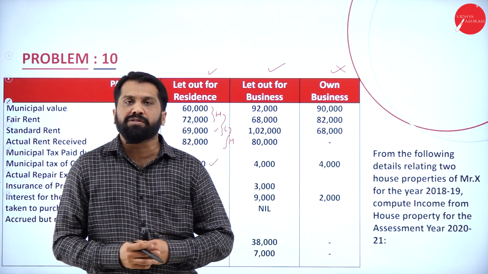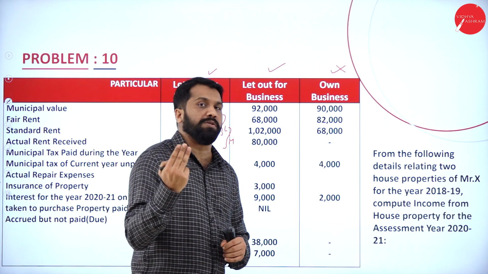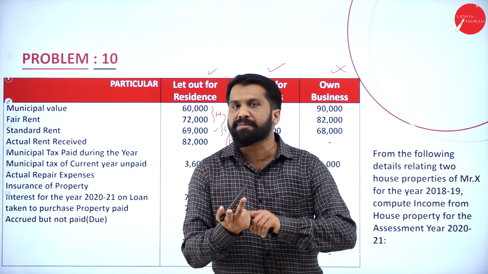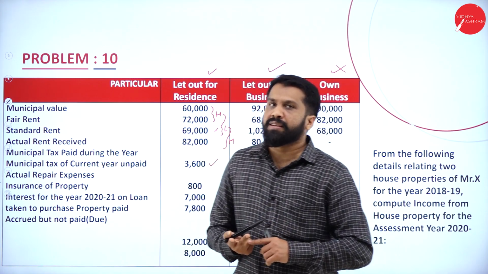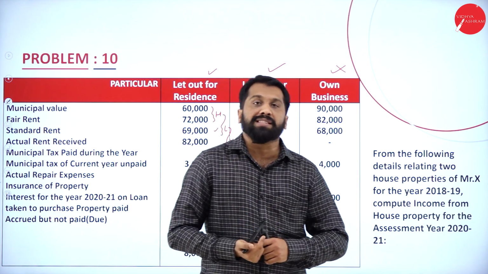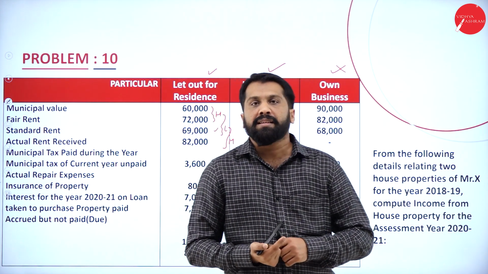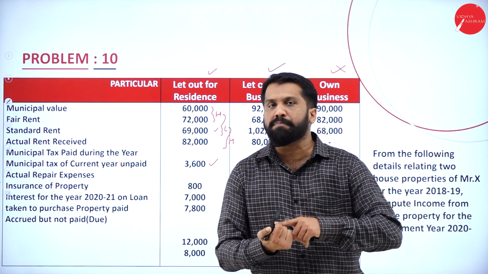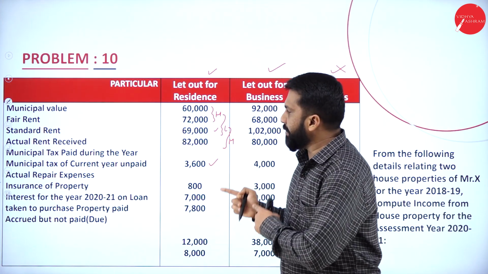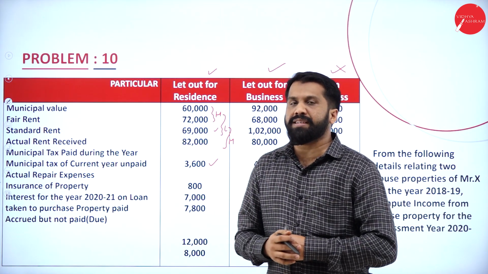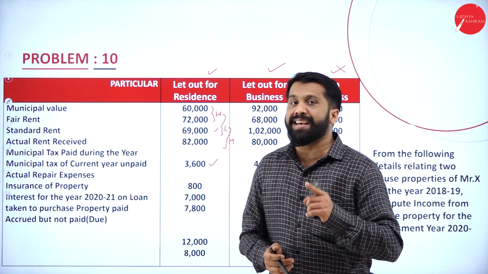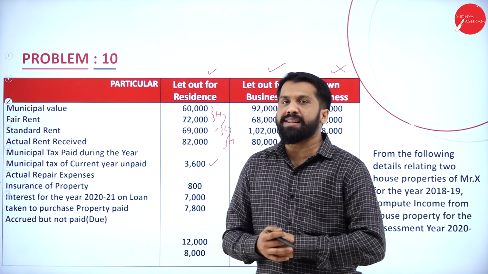Remember, in the house property, three things you are supposed to minus. Which are those? The first one is municipal tax paid. The second one is the interest paid. And the third one is the standard deduction of 30%. Other than these three, you are not supposed to deduct anything from your house property income. Please remember this. Other than these three, we will not consider anything from your house property income.